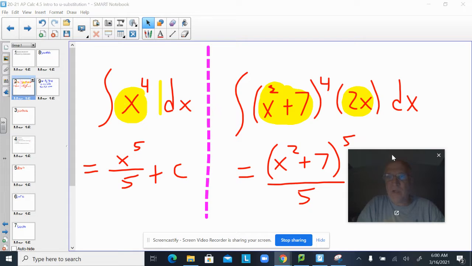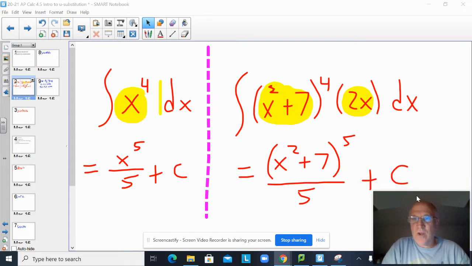Let's compare that to this one on the right. My goal is to convince you that this one on the right is very similar. Instead of just x to the fourth, I've got a function of x to the fourth, happens to be x squared plus 7. But notice that the derivative of x squared plus 7, which happens to be 2x, is there also. I've circled it in yellow. And because that's true, notice how similar these two integrals are. This one on the right is the whole thing in yellow, x squared plus 7 to the fifth over 5 plus c. It looks very similar to the one on the left.